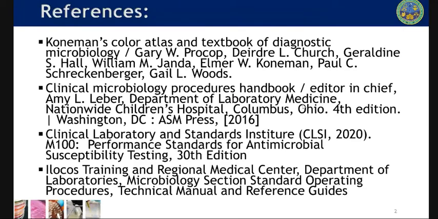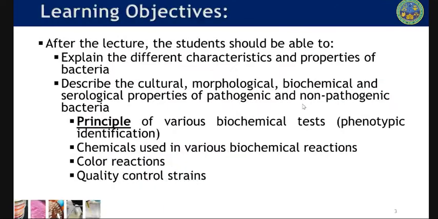So Coleman's Atlas and Textbook of Diagnostic Microbiology, the Clinical Microbiology Procedures Handbook, and then our SOP at IARC, including a little portion of CLSI 2020, 30th edition, of your susceptibility testing. So the main objective of this lecture would be to explain the different characteristics and properties of bacteria, and then to describe the cultural, morphological, biochemical, and serological properties of pathogenic and non-pathogenic bacteria.